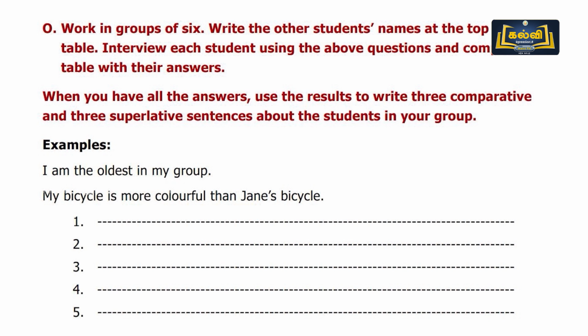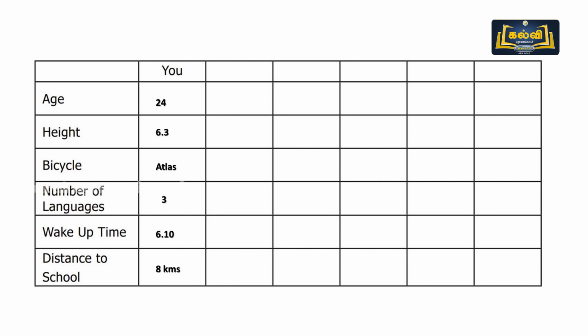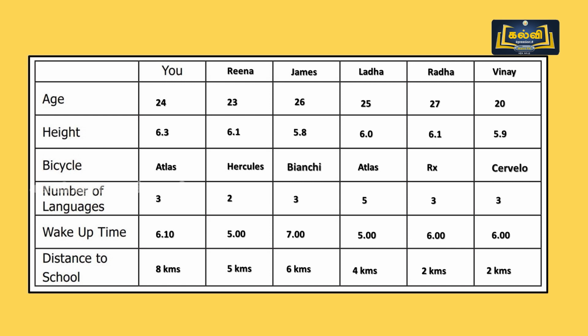See, in the first column: height, bicycle, number of languages, wake up time, distance to school. Next, parallel to that, in the first column you will write your own details: your age, your height, your cycle brand name, the number of languages you know, the time you wake up early in the morning, and the distance to school from your house.